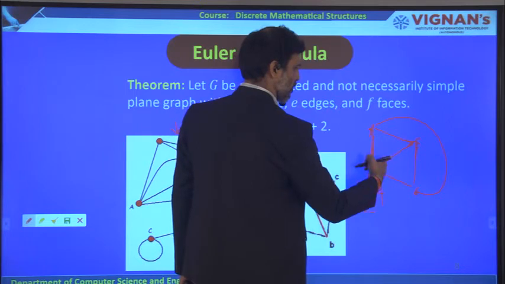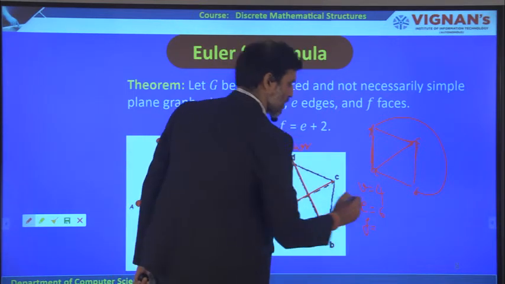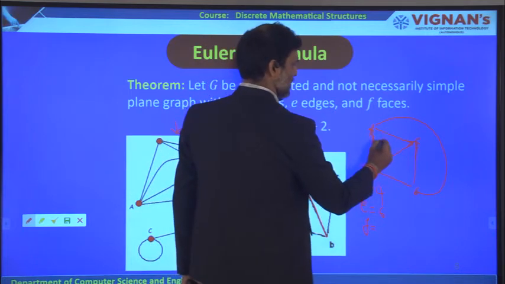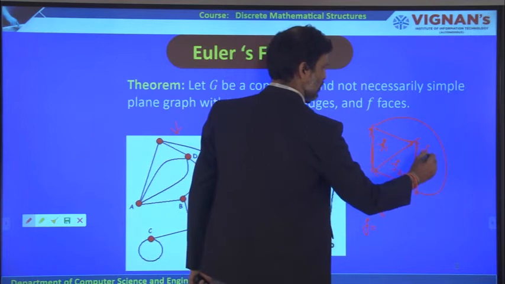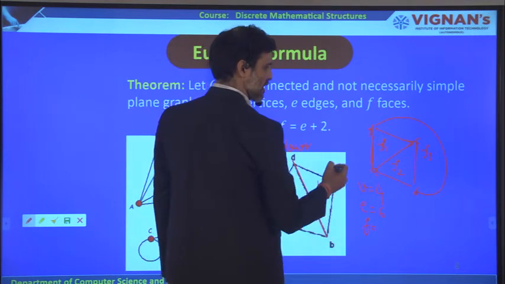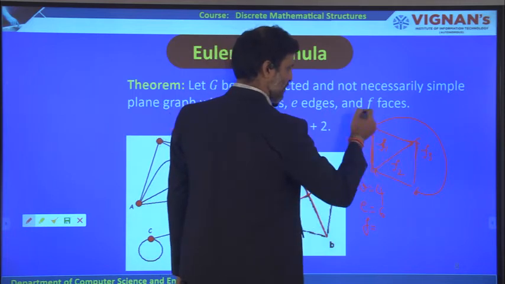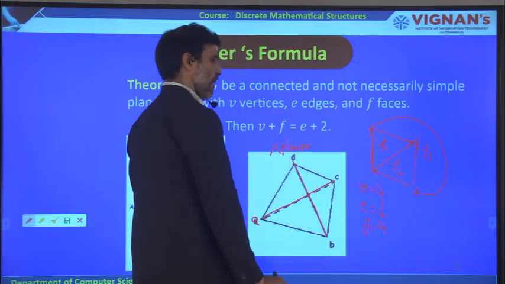1, 2, 3, 4, 5, 6. Totally 6 edges are given. And the number of faces: first take the interior faces. This is the first face, and this is the second face, and this is the third face, like that. And what is the exterior face? Only one exterior face will be given, A, B, F, D, like that you will get. So totally 4 faces are there.